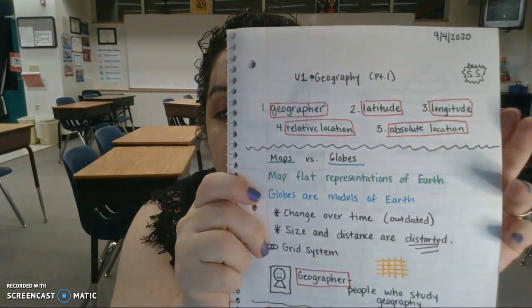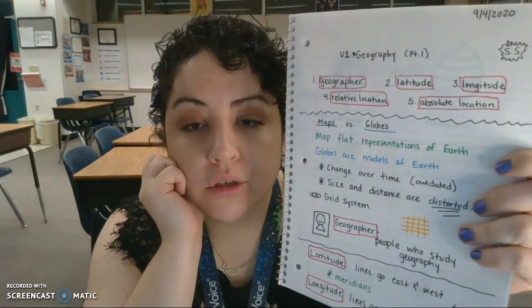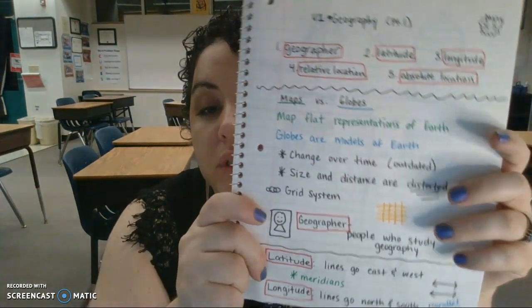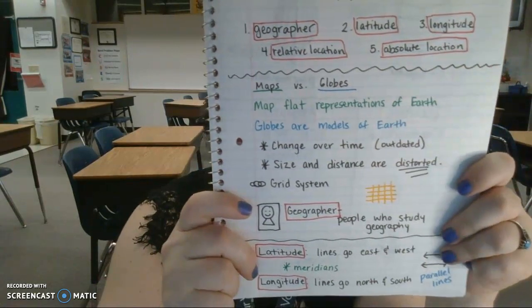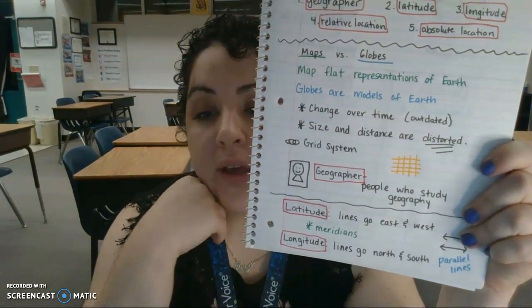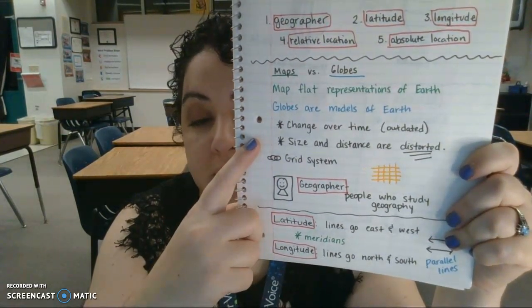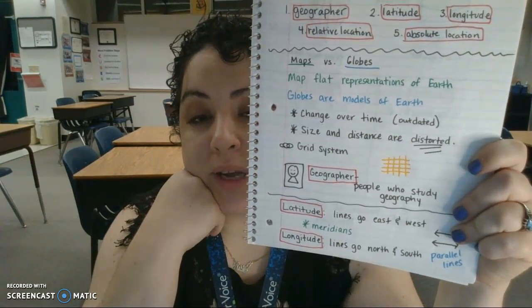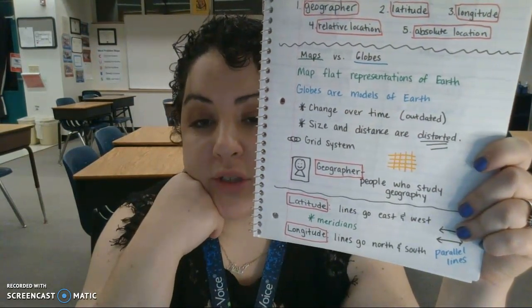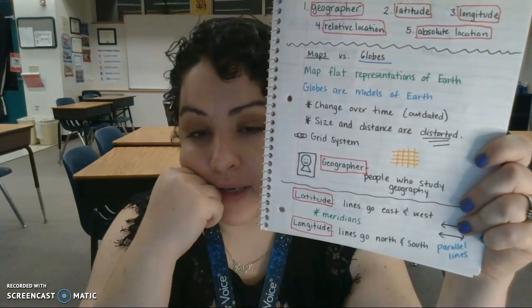The biggest thing I wanted the students to know is that there's some key vocabulary terms: geographer, latitude, longitude, relative location, and absolute location. We talked about how maps are flat representations of the Earth, yet globes are models of the Earth. These stars here are just important information to know, that maps and globes can change over time and can become outdated as names of locations may change, and also the size and the distance are distorted.